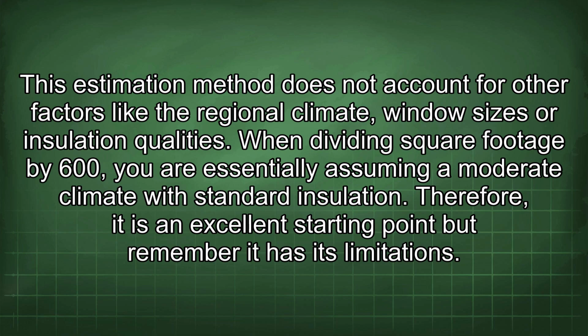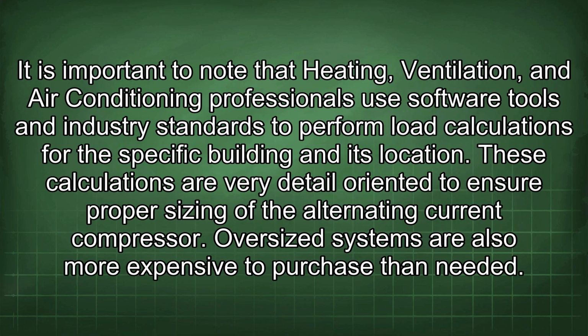When dividing square footage by 600, you are essentially assuming a moderate climate with standard insulation. Therefore, it is an excellent starting point, but remember it has its limitations. It is important to note that heating, ventilation, and air conditioning professionals use software tools and industry standards to perform load calculations for the specific building and its location. These calculations are very detail-oriented to ensure proper sizing of the alternating current compressor.